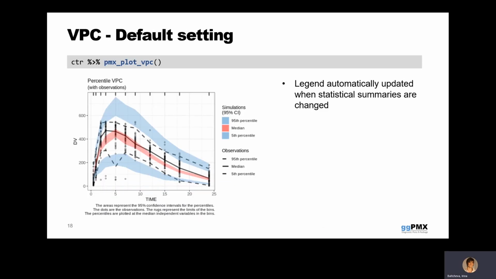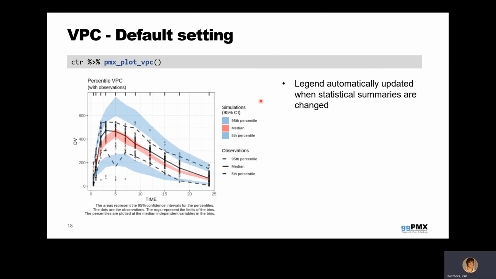Once you have enabled the VPC functionality via the controller, you can view the graph by using the PMX plot VPC function. Here is the default look of the VPC plot for a model fitted on a small dataset from a single study.